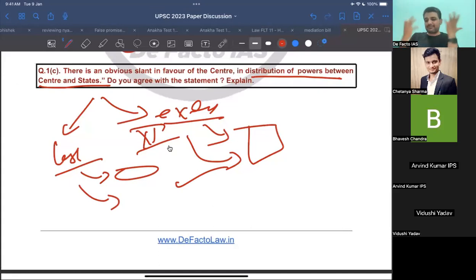If you start writing ambit, 150 marks, 150 words will be already over. Okay, you have to simply pinpoint articles, dash this, article, dash this. Okay, just it, not more than that.